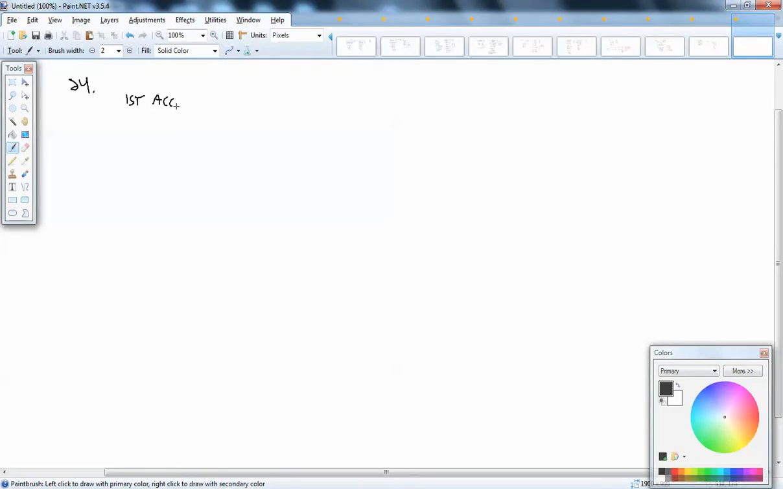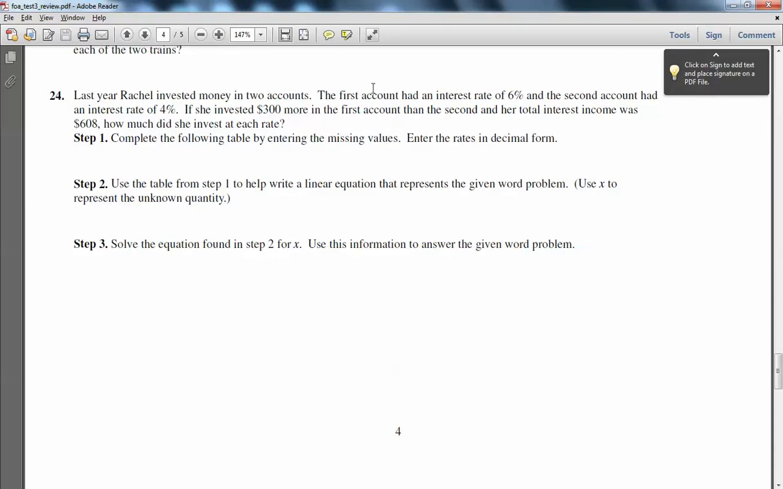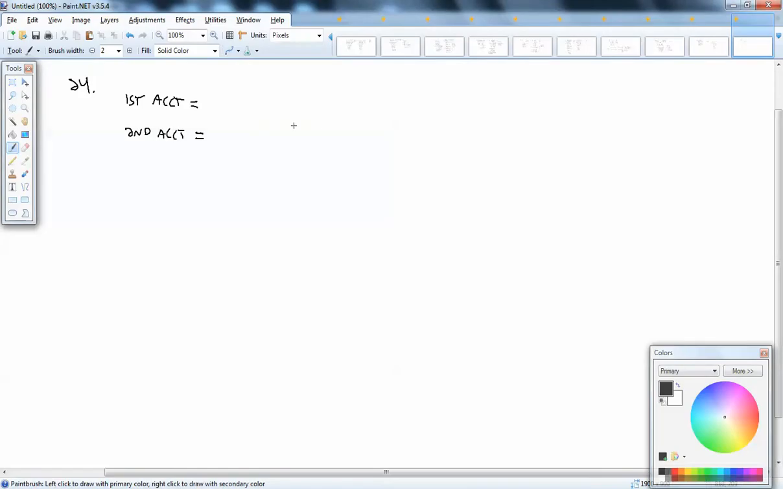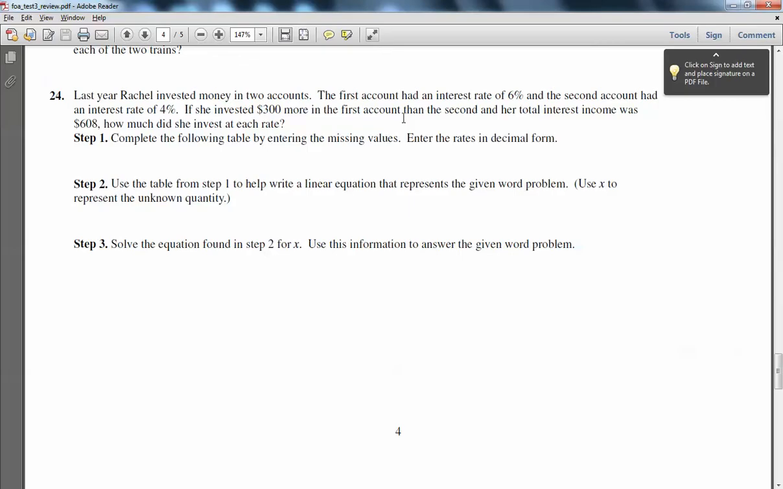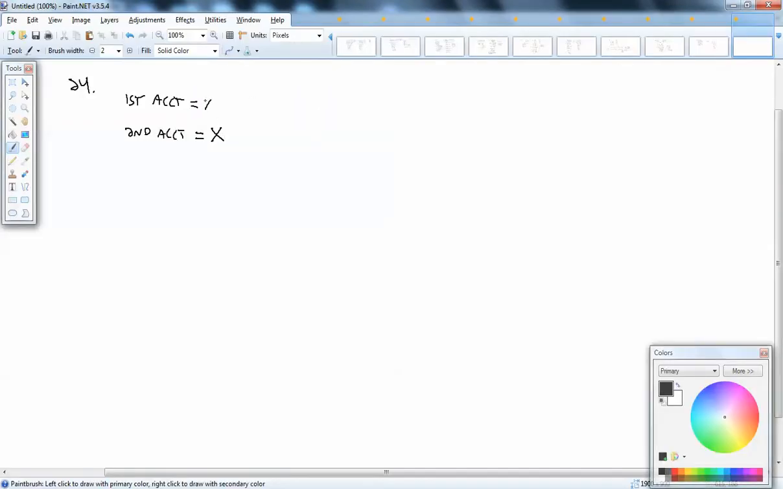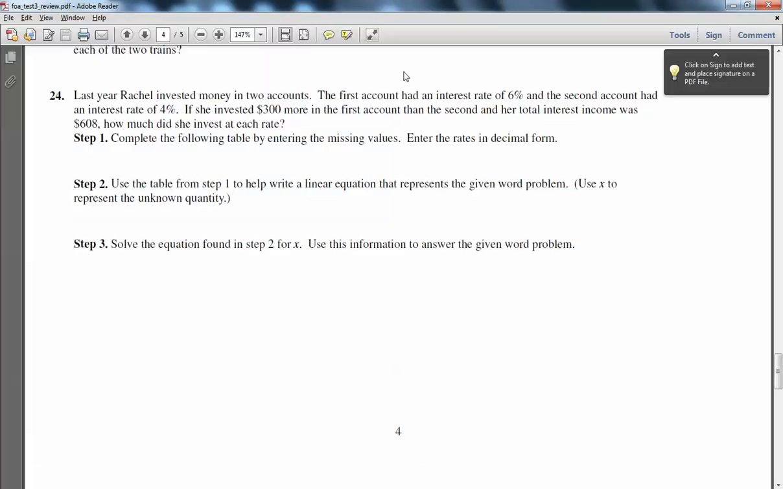Let's take a look at our first account and her second account. If she invested $300 more in the first account than the second, the first is being put in reference to the second. So the second will be X. Invested 300 more in the first account, so if that's X, this will be X plus 300. Now these are our amounts we're looking at here, not our percents. The percents, they just give it to us directly.